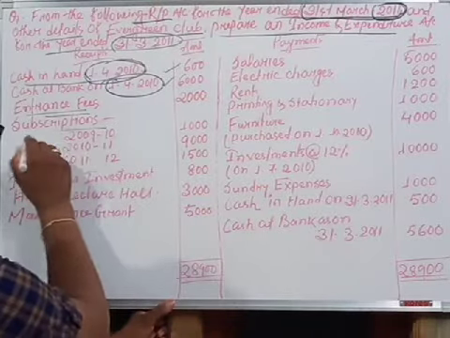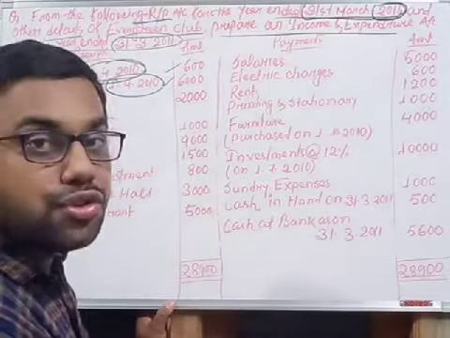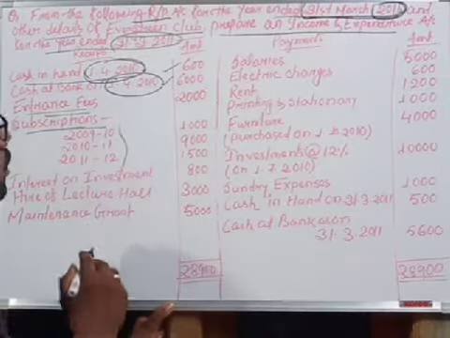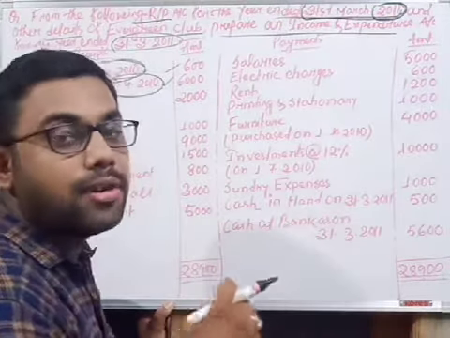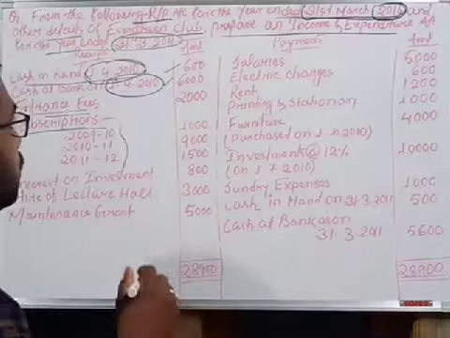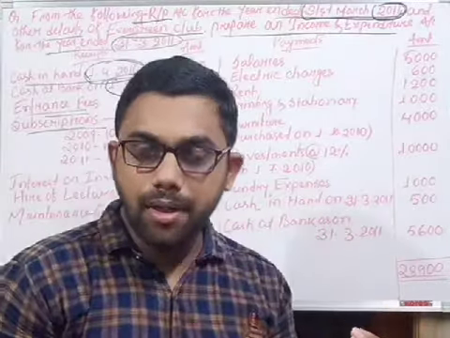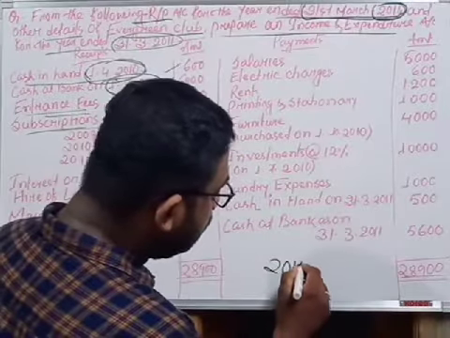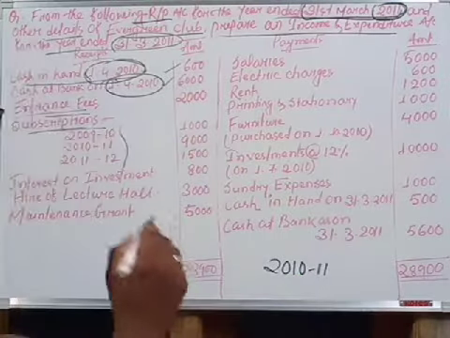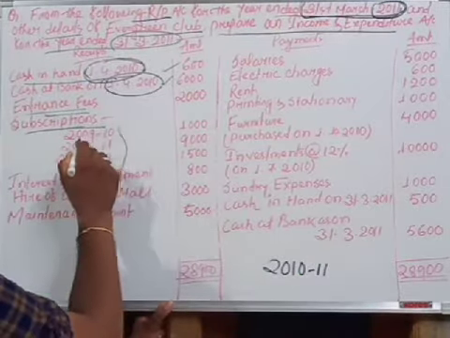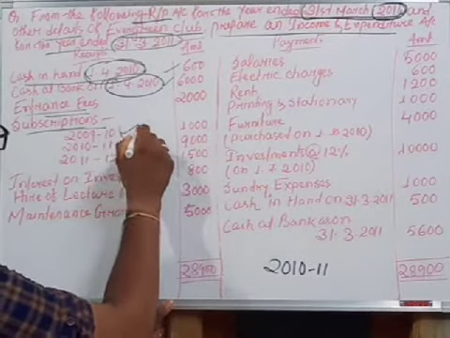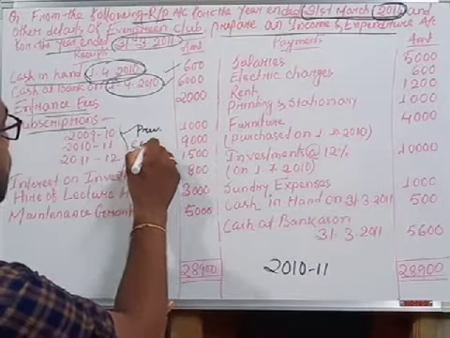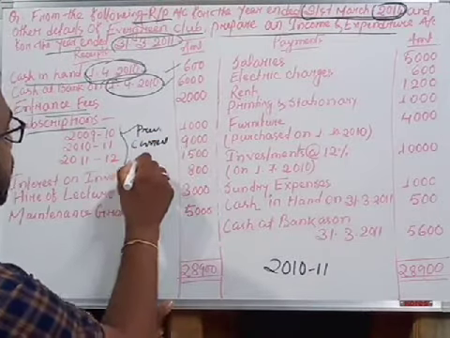Next, subscriptions. Subscription is the main source of income for a non-trading organization. In subscription there are 3 years. Now we have to find out the amount for the current accounting year or current financial year. Our financial year starts from 1st April 2010 to 31st March 2011. That means our financial year is 2010 to 11. In that subscription, we find the subscription received for 2009-10, that is previous year. 2009-10 is previous year, 2010-11 is current year, and 2011-12 is future year.